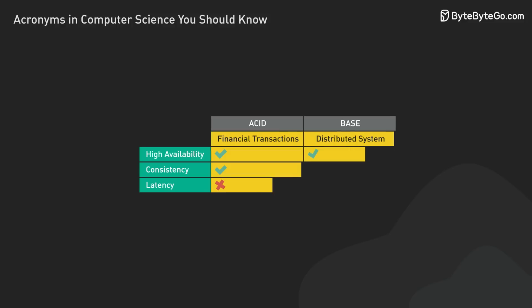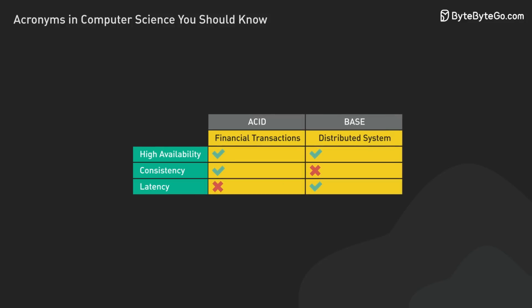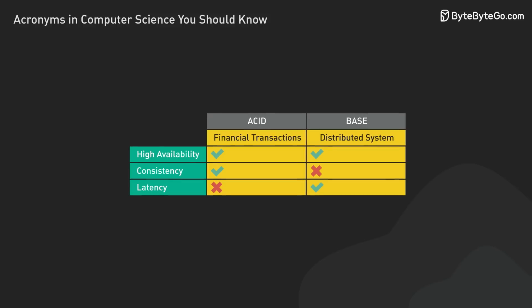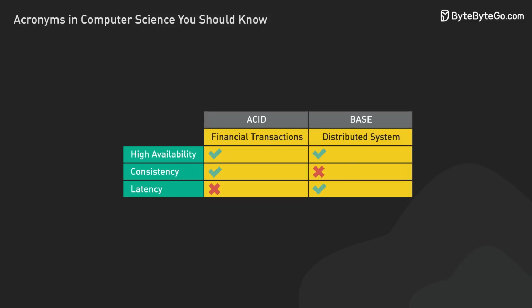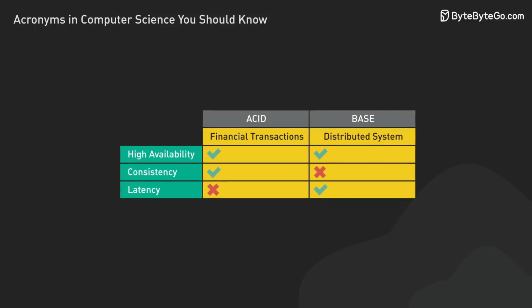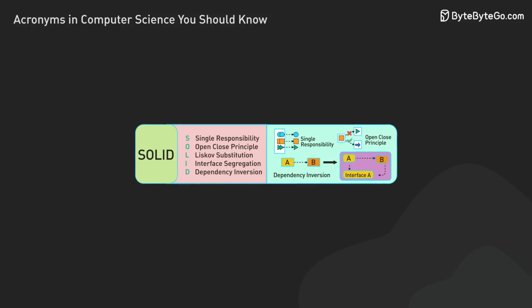While ACID principles are useful for scenarios requiring strong consistency, like financial transactions, BASE principles shine in large distributed environments where availability and partition tolerance are prioritized. These principles provide more flexibility and resilience for large distributed systems. Let's move on to SOLID principles, which help us write cleaner, more maintainable code.